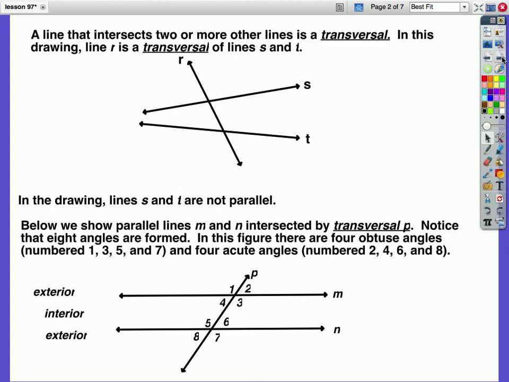Notice that 8 angles are formed. You can see by the numbers. In this figure, there are 4 obtuse angles. All our odd angles are obtuse: 1, 3, 5, and 7. And we have 4 acute angles, the even-numbered angles. You can see I have some labels out here. Anything on the outside of these 2 parallel lines is going to be an exterior angle. Anything on the inside between the 2 parallel lines is an interior angle.